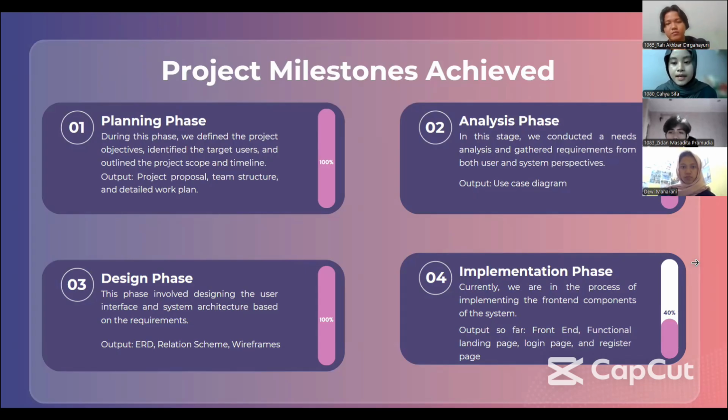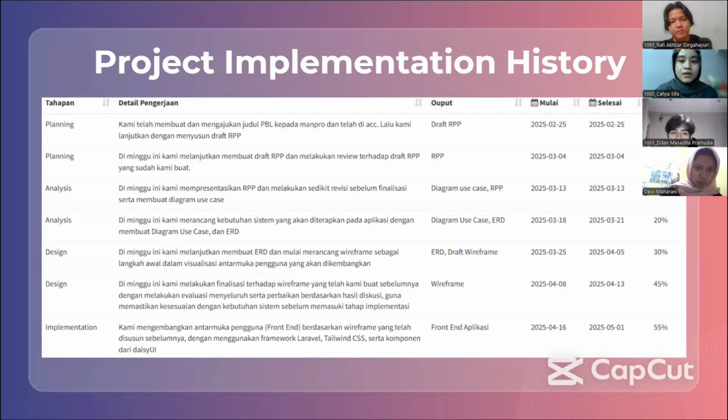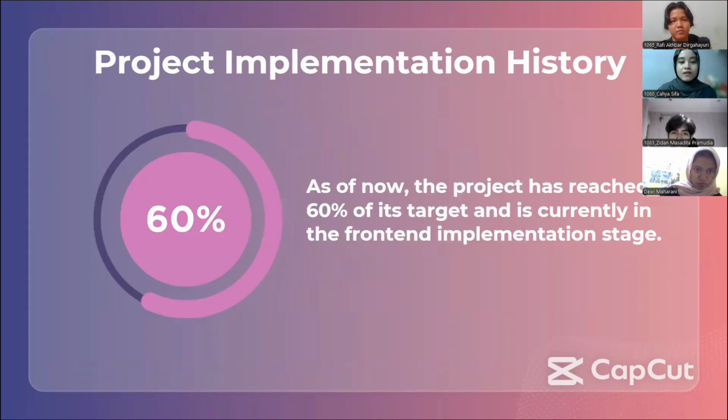For the implementation phase, we got 40%. Currently, we are in the process of implementing the front-end component of the system. The output so far: front-end, functional landing page, login page, and register page. Next is project implementation history, from planning, analysis, design, and implementation. Overall, as of now, the project has reached 60% of its target and is currently in the front-end implementation stage.